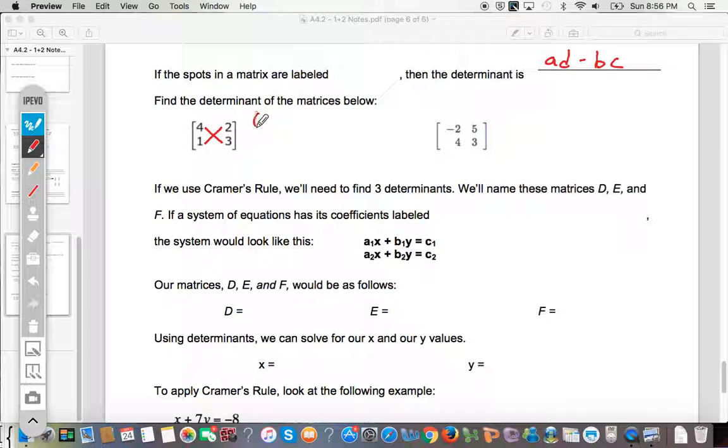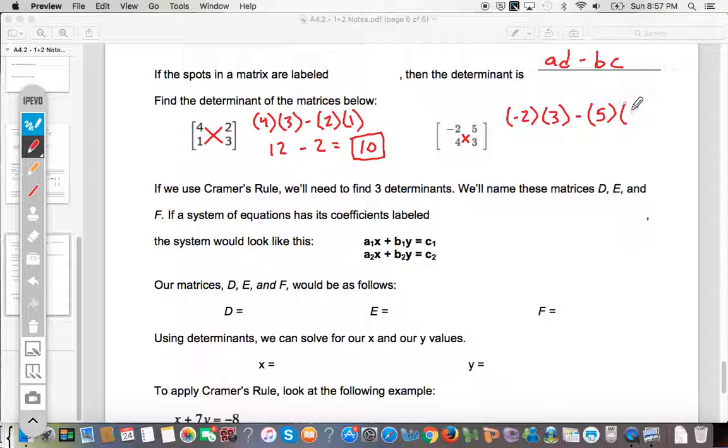Okay, I have 4 times 3 minus 2 times 1. Okay, so doing some math here, I have 12 minus 2. Of course, that equals 10, which is our determinant. Okay, we'll do the same thing exactly over here. Okay, I have negative 2 times 3 minus 5 times 4.